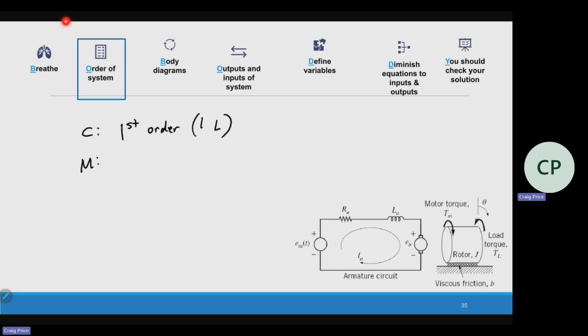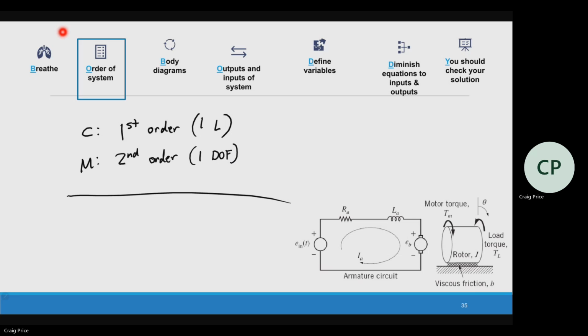And then the mechanical side, the rotation, look at degrees of freedom. It's going to be second order because we have one degree of freedom. We have one object, one motion type. So what would you say the total order of the system is? Right, it's third order.